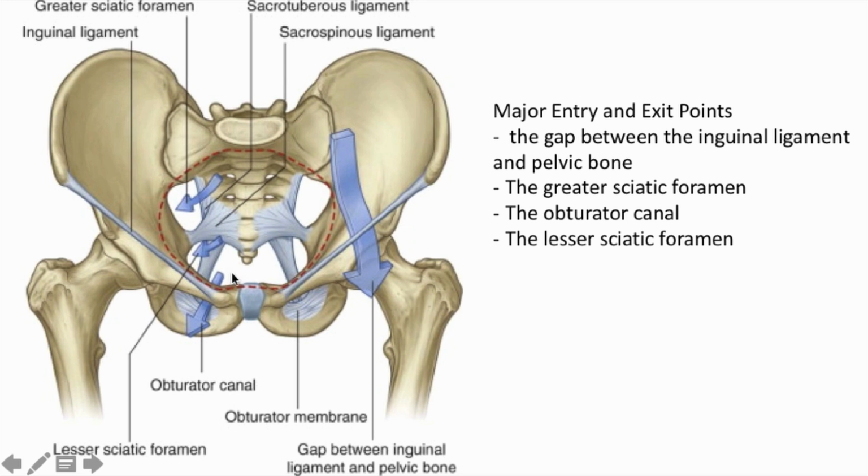And it's important to note what goes through each of these spaces and exit points, right? The lower limb communicates with the abdomen through the gap between the pelvic bone and the inguinal ligament. This gap right here. Remember, that's where the iliacus and the psoas muscles come through, and also the pectineus. We have major nerves that come through this area, like the femoral branch of the genitofemoral nerves, and the lateral cutaneous nerve of the thigh. We have vessels that come through here, like the femoral artery and vein.